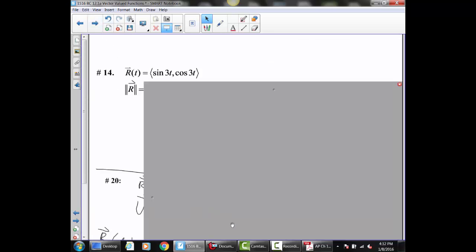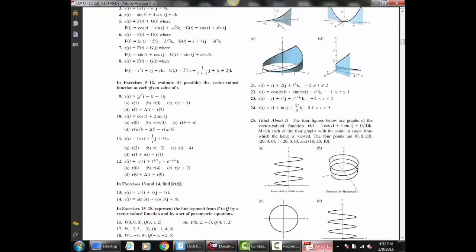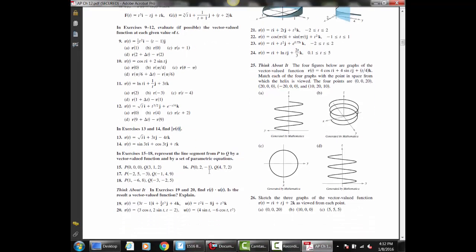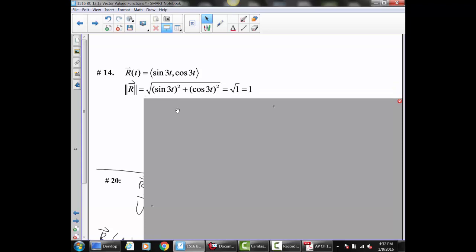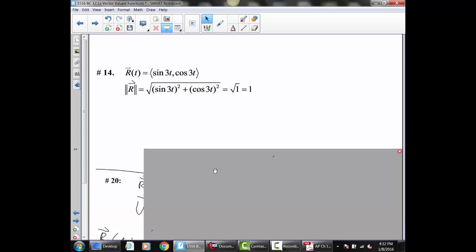Number 14. They're simply asking you to find the magnitude of r of t. So number 14, r of t is sine 3t, cos 3t. The magnitude of that, remember, is the square root of the square of the x component plus the square of the y component. The beauty is, of course, sine squared anything plus cos squared of that same thing is 1, and the square root of 1 is 1.